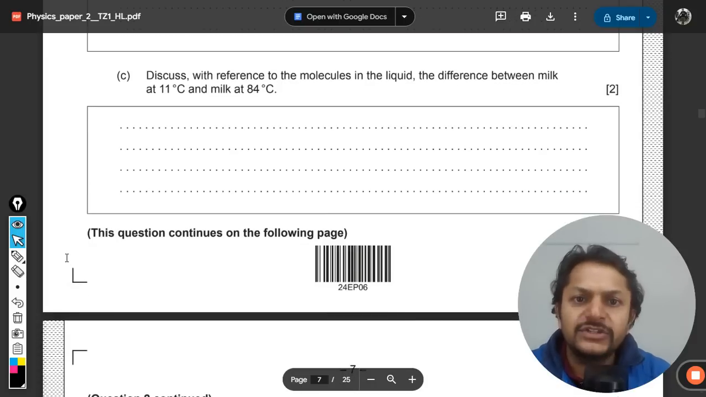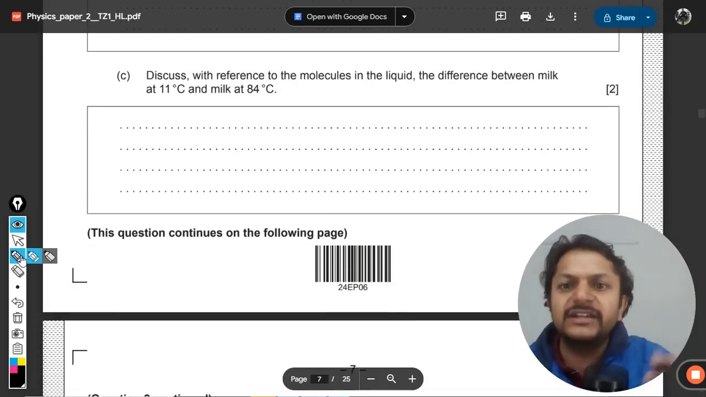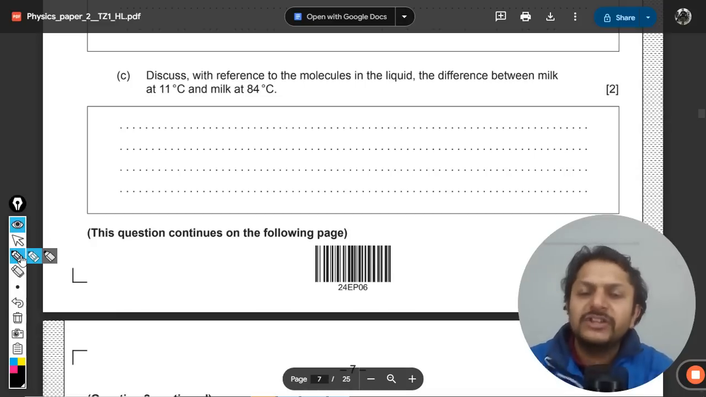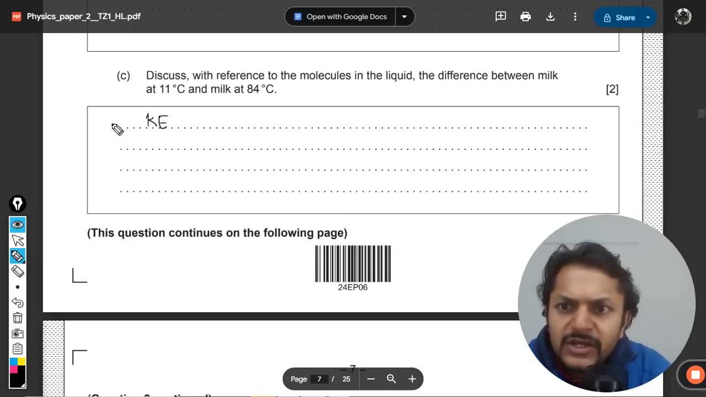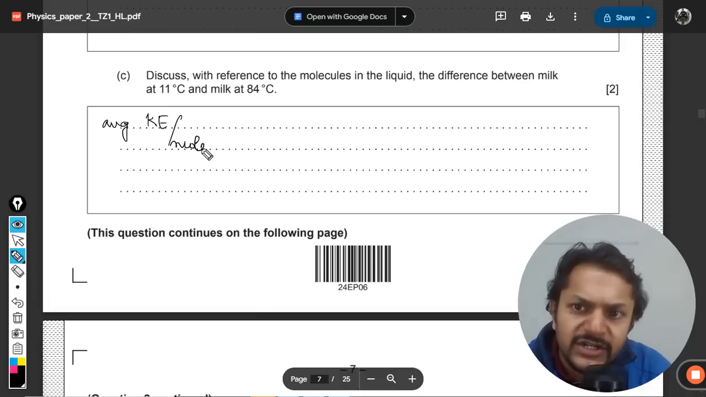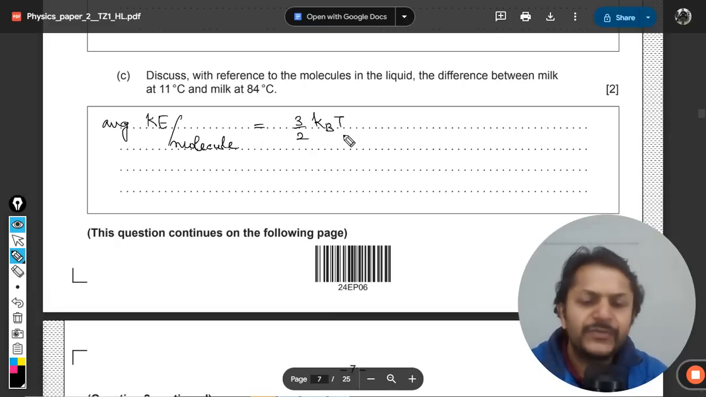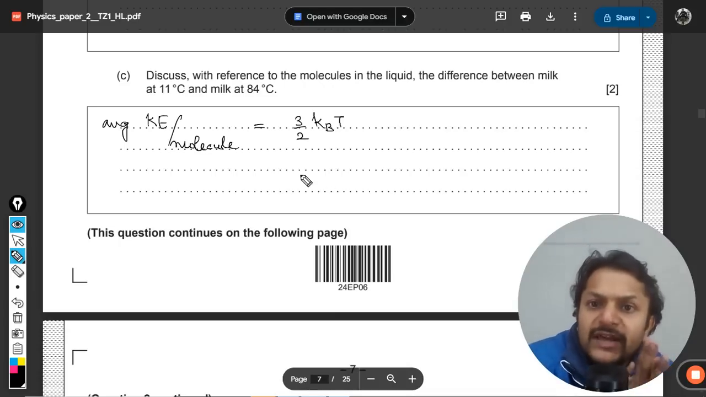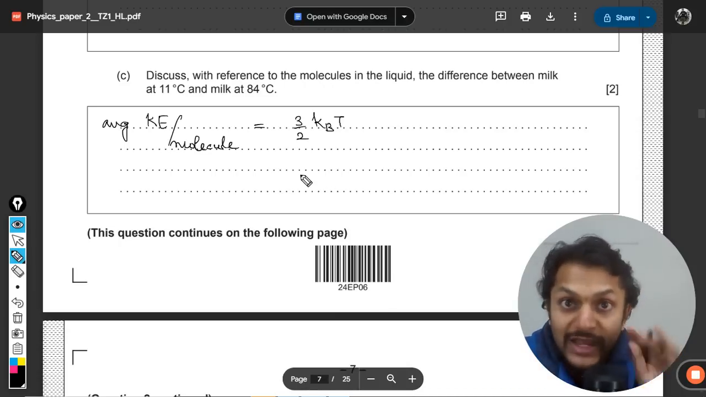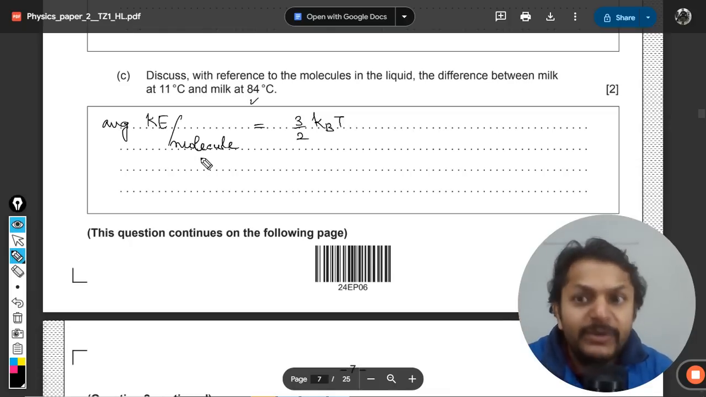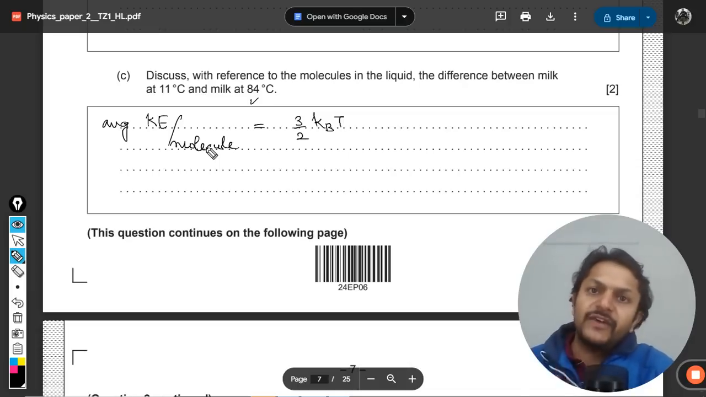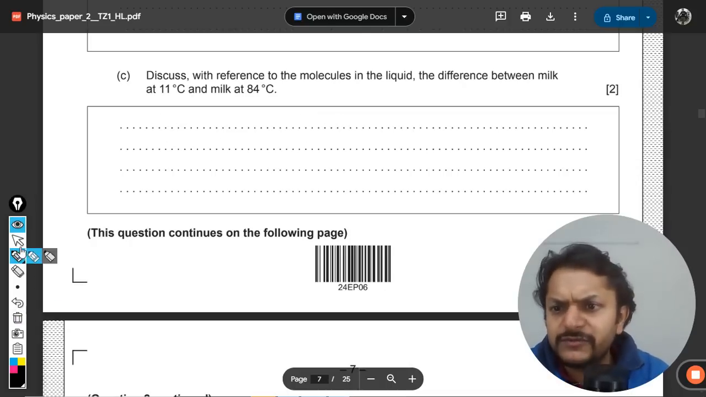Discuss with reference to the molecules in the liquid the difference between the milk at 11 degrees C and milk at 84 degrees C. So, my dear student, this question is from, you can say, the Boltzmann equation for the average kinetic energy. It is known that the average kinetic energy per molecule is given by 3 by 2 kBT. So this is the formula for the average kinetic energy of one molecule. So it's found to be directly proportional to temperature. So you can clearly say that at 84 degrees centigrade, the average kinetic energy per molecule will be higher than what it would be when the temperature was 11 degrees.